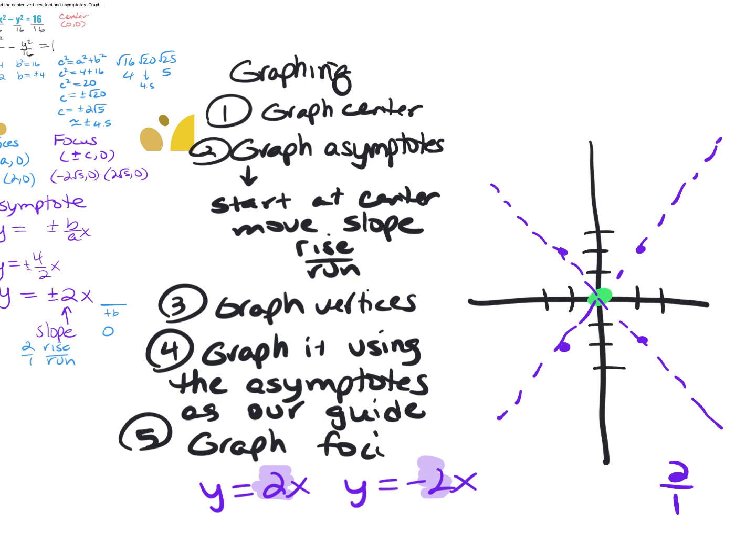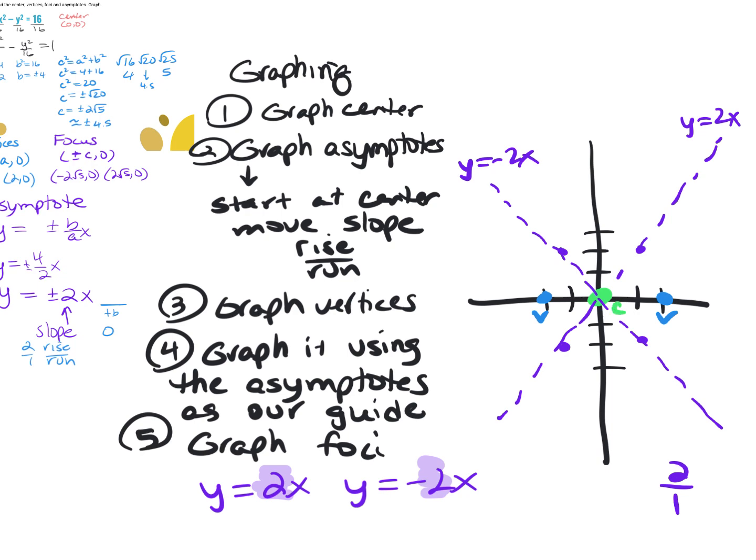Next, we're going to graph the vertices. I had a vertex at negative 2, 0 and positive 2, 0. So these are the vertices. This is the equation y equals negative 2x. This is y equals 2x. And the green thing is the center.